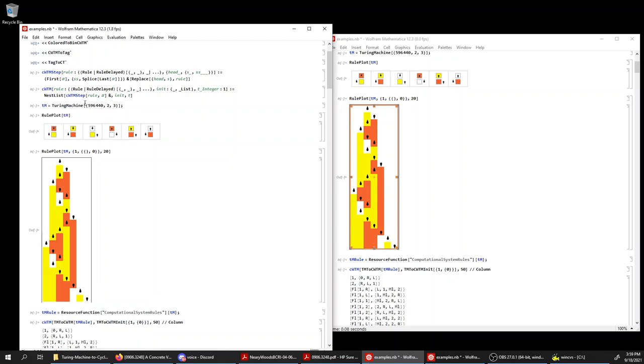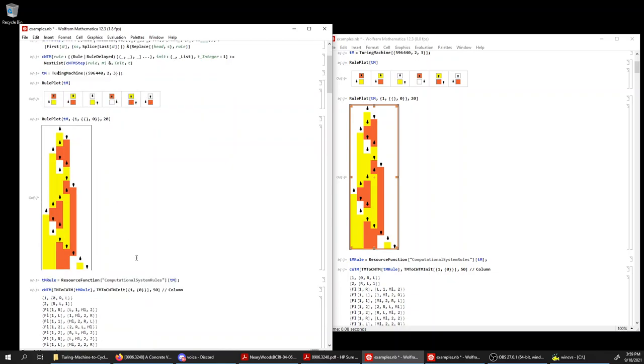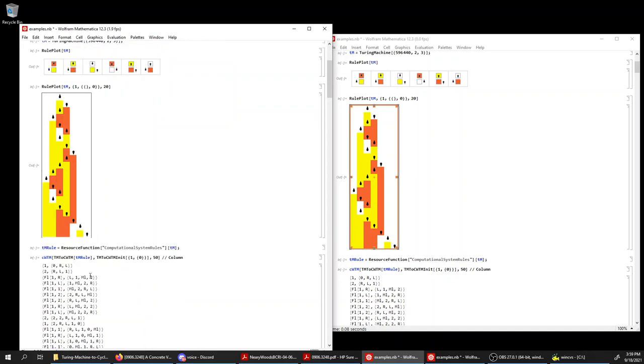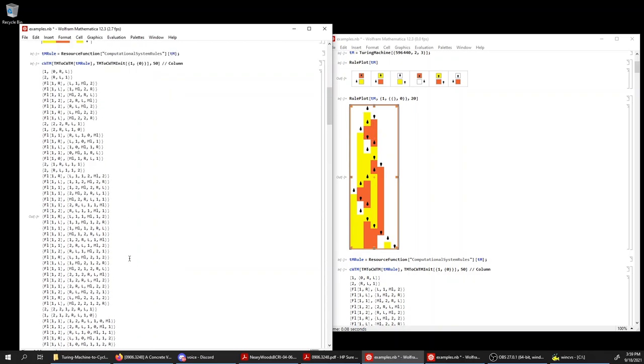Turing machine. That should be the Turing machine. That's in state one, right? Oh wait, I think I know what's going on. Right. I just got confused, I'm sorry. It's working right. It's working right.